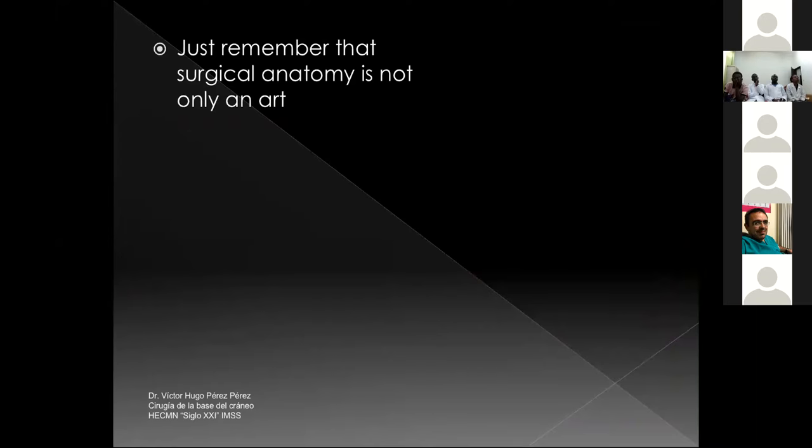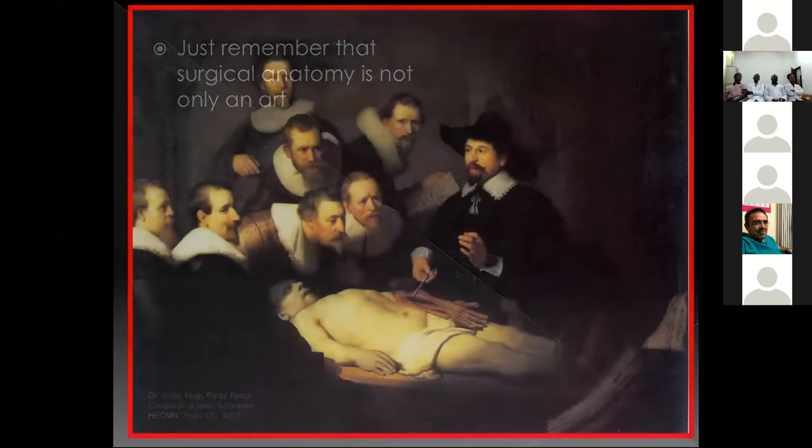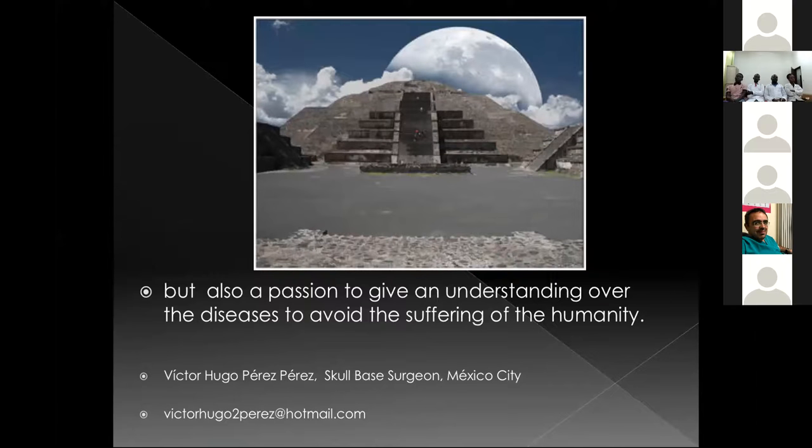So here, what I can tell you is just remember that surgical anatomy is not only an art, but also a path to give an understanding of the disease, to avoid the suffering of humanity. I have finished this talk about the craniocervical junction, but I want to show you the models I am making.